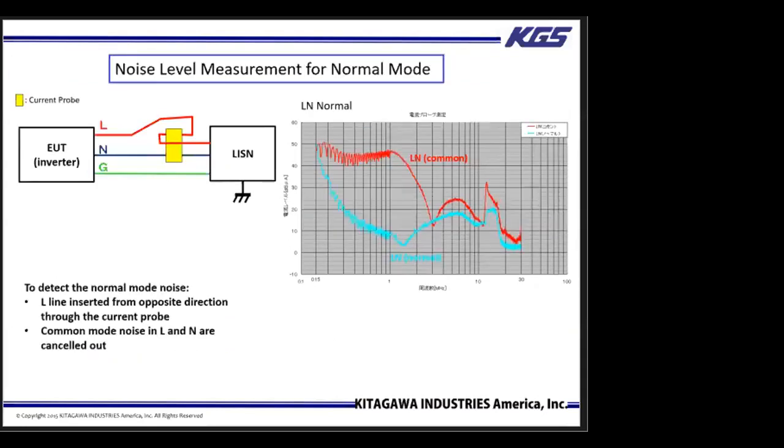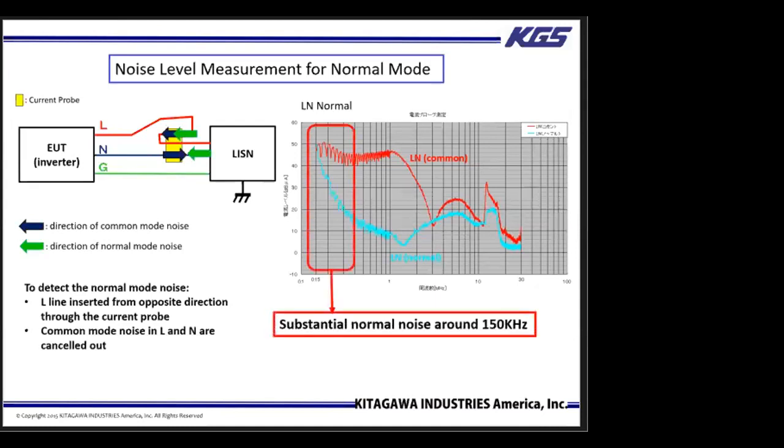Here we will take a closer look at the noise around 150 kilohertz. Again, using the current probe, we measure the noise from the L and N lines, but this time we will detect the normal mode noise. Before, we clamped both L and N lines together to measure the common mode. This time, the L and N lines are inserted from opposite directions into the current probe. This will cancel out common mode noise, and we will be able to measure normal mode noise only.